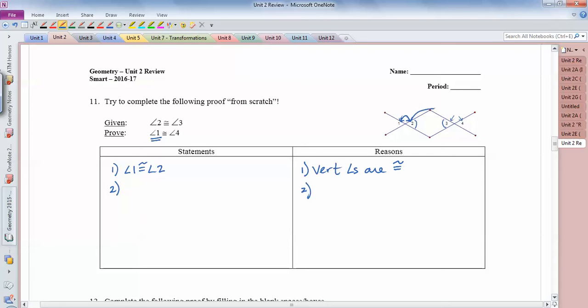Okay, now I'm going to say 2 is congruent to 3. Angle 2 is congruent to angle 3, and that's a given. And 3 is congruent to 4 because they're vertical angles. Vertical angles are congruent. So I've linked 1 to 2, 2 to 3, and 3 to 4. So that means that 1 is the same thing as 4.